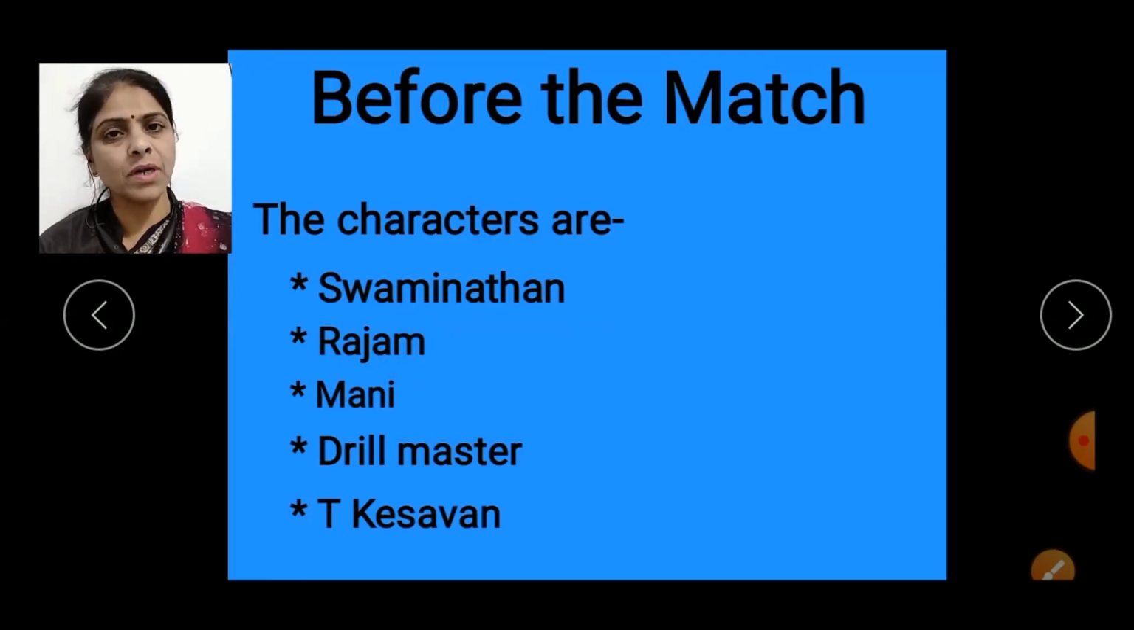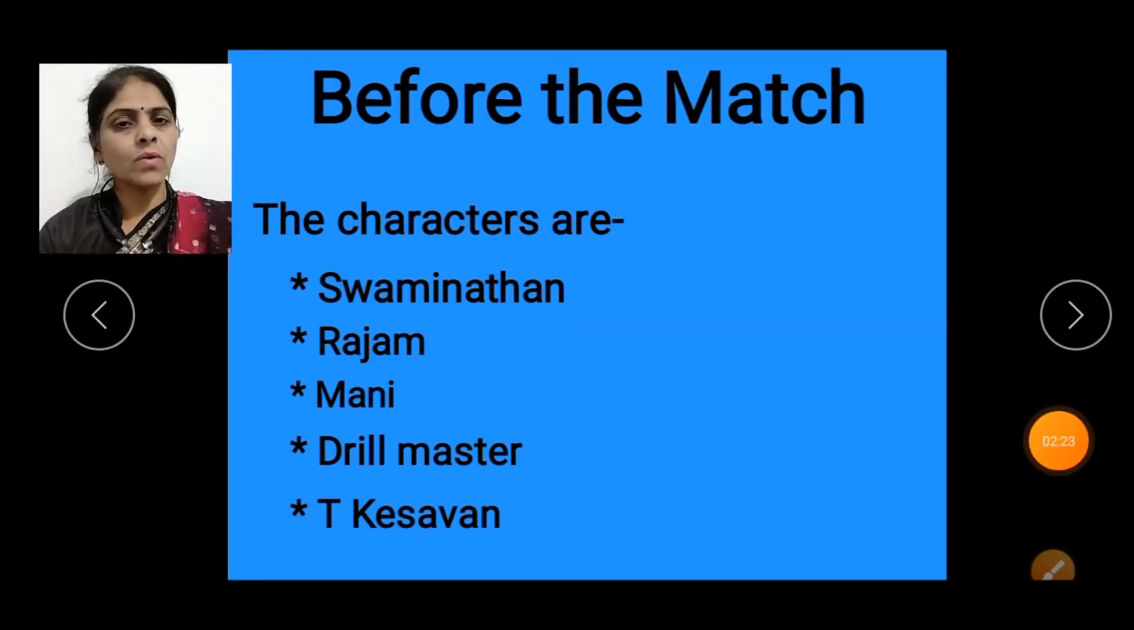Next is Rajam. Rajam is the captain of MCC team and he is a good batsman. After that, Mani. Mani is another batsman of the team. Then, Drill Master, a teacher in Swami's school. Then, T. Keswan, the doctor. Now, let's read the first paragraph.